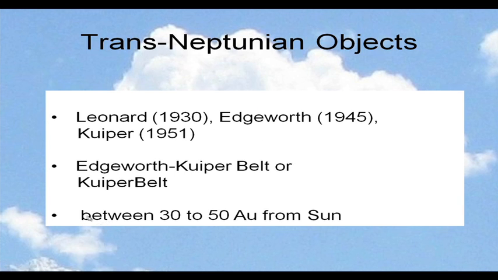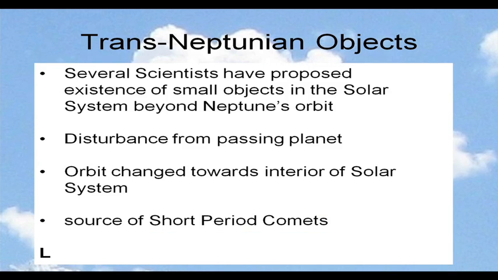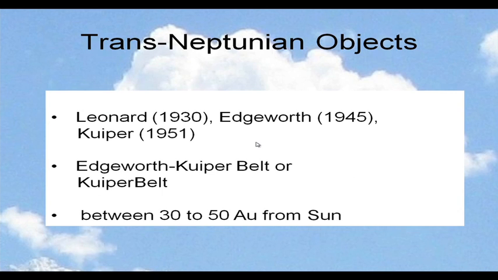Okay. So, it was hypothesized that between 30 to 50 astronomical units from the sun, you have these objects hanging around in circular orbits around the sun, and these objects were referred to as the Edgeworth-Kuiper belt, or the Kuiper belt, and were postulated as the source for the short period comets. But you can imagine that detecting such objects, asteroids beyond Neptune, is an extremely difficult task.